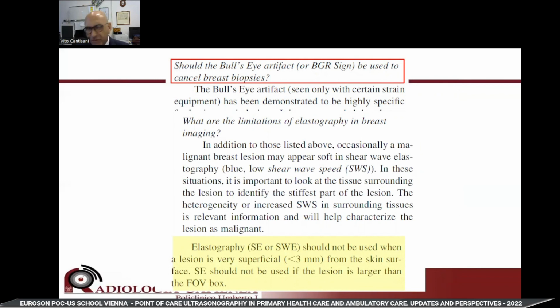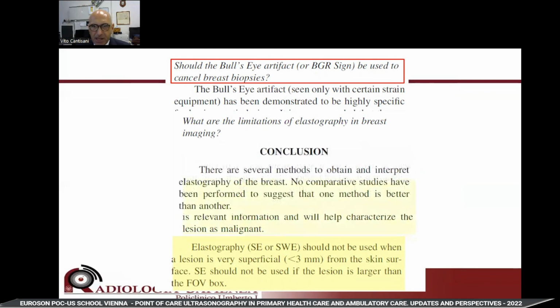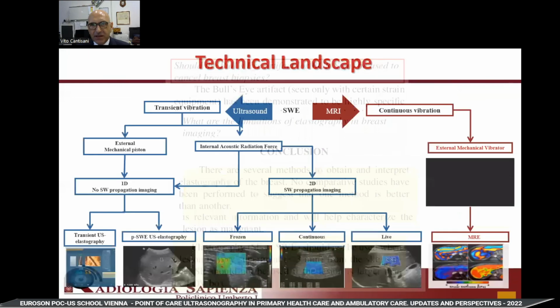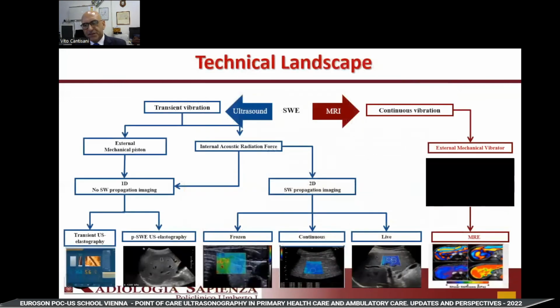If you look at the EFSUMB guidelines, there are also some other tips that are reported. When you deal with very superficial lesions, sometimes it's really difficult to obtain a reliable result. There are different methods. Still, there is not completely the evidence favoring one over the others, but later on, tomorrow, I will provide you clinical applications for thyroid, for salivary gland, for testes. If you look at what we have right now for liver, we have a very extended and technical landscape.